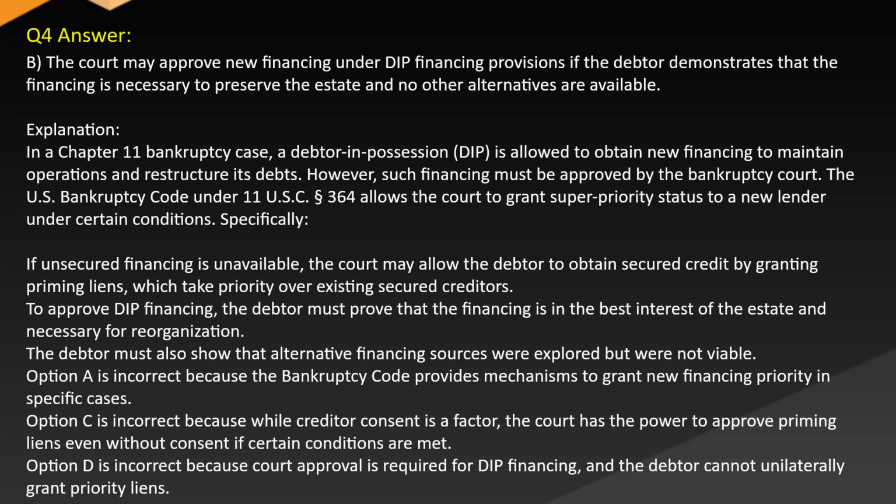Option A is incorrect because the Bankruptcy Code provides mechanisms to grant new financing priority in specific cases. Option C is incorrect because while creditor consent is a factor, the court has the power to approve priming liens even without consent if certain conditions are met. Option D is incorrect because court approval is required for DIP financing and the debtor cannot unilaterally grant priority liens.